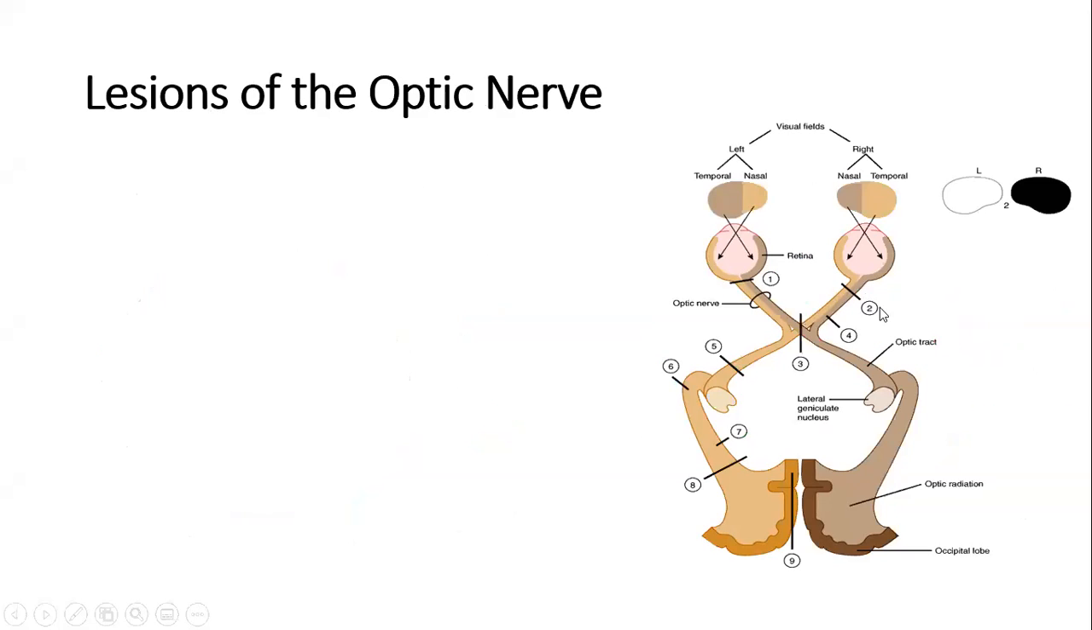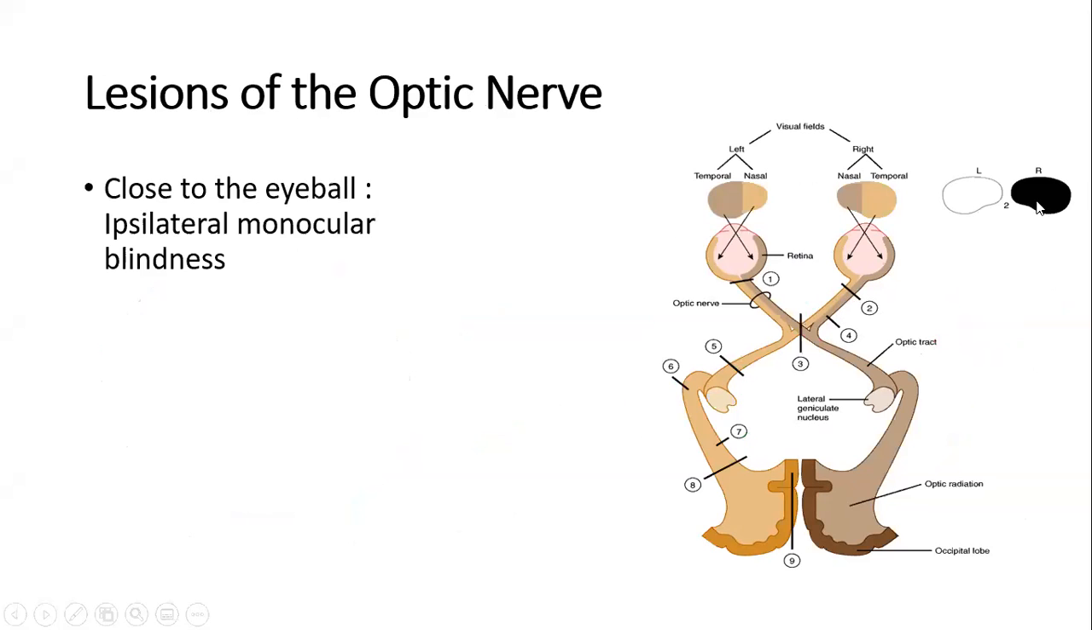So suppose consider this point 2. So there is an optic nerve transection. So what happens? All the fibers are getting affected. So there will be ipsilateral monocular blindness on that particular side, and there will be normal vision and normal visual field in the other eye.